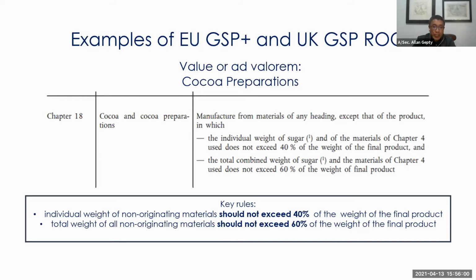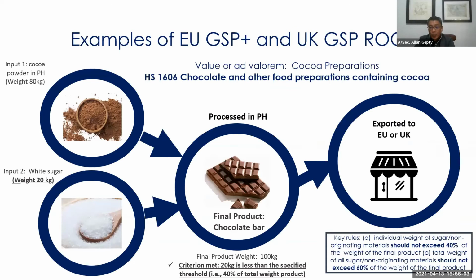Okay. So to illustrate, we have here a cacao product or a chocolate, which is the final product. So the raw material is cocoa, and you have 80 kilograms of cocoa powder, and you have mixed the same with white sugar, which is only 20 kilograms. So noting that the sugar did not exceed the 40% threshold, then you are compliant with that. And if the same is processed in the Philippines into chocolate, then the same can be exported to the EU or UK at a preferential arrangement.